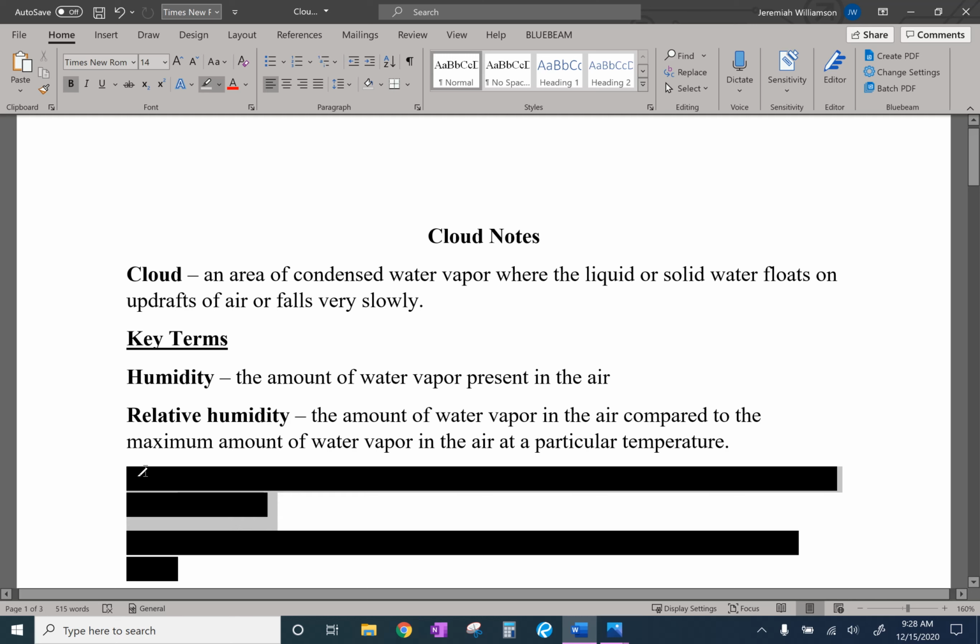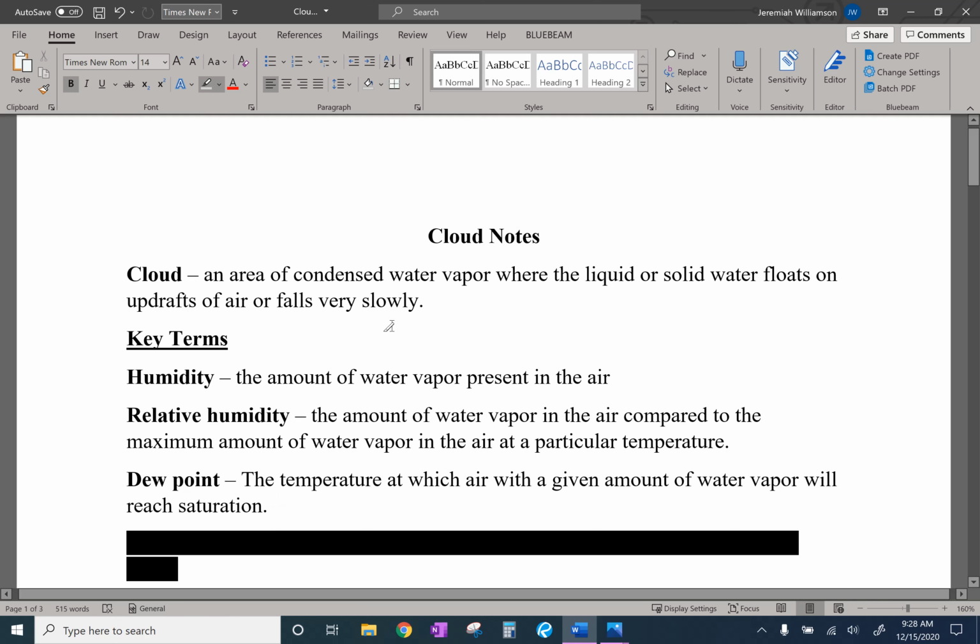All right, next one, dew point. This is the temperature at which air with a given amount of water vapor will reach saturation.